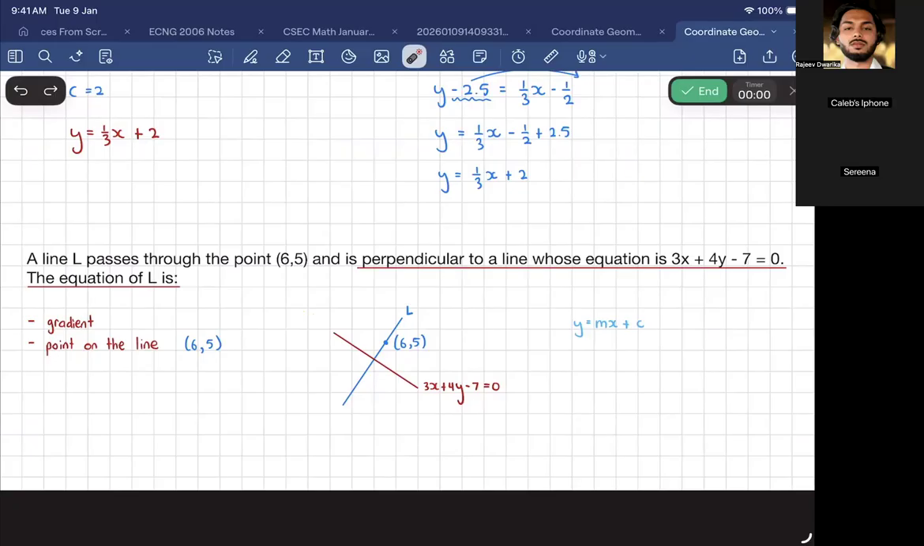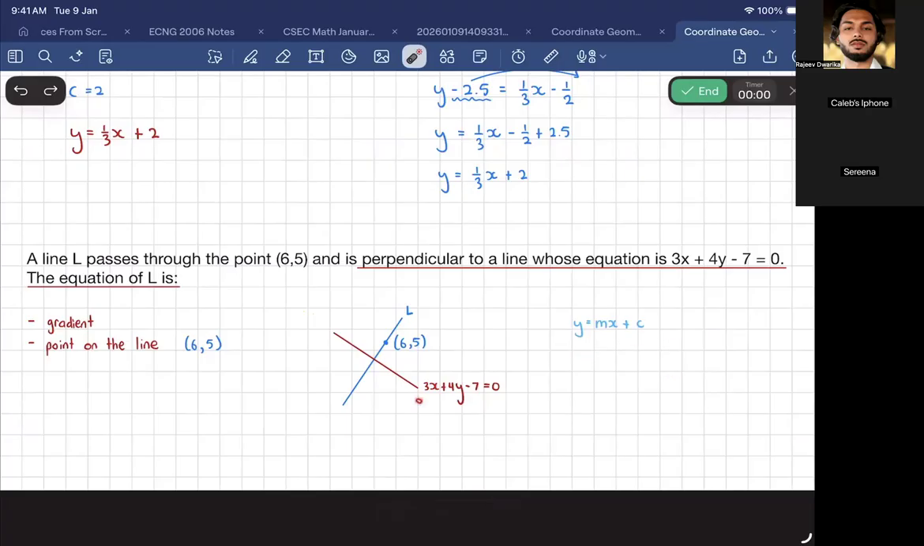Right? So Caleb, what did they give us for the red line? 3x plus 4y minus 7 equals 0. They gave us that. Now this is kind of unhelpful, we can't really do anything with that. What form are you accustomed to seeing for a line? y equals mx plus c. If it's in this form, what can you read off? m and c. You can read off the gradient.